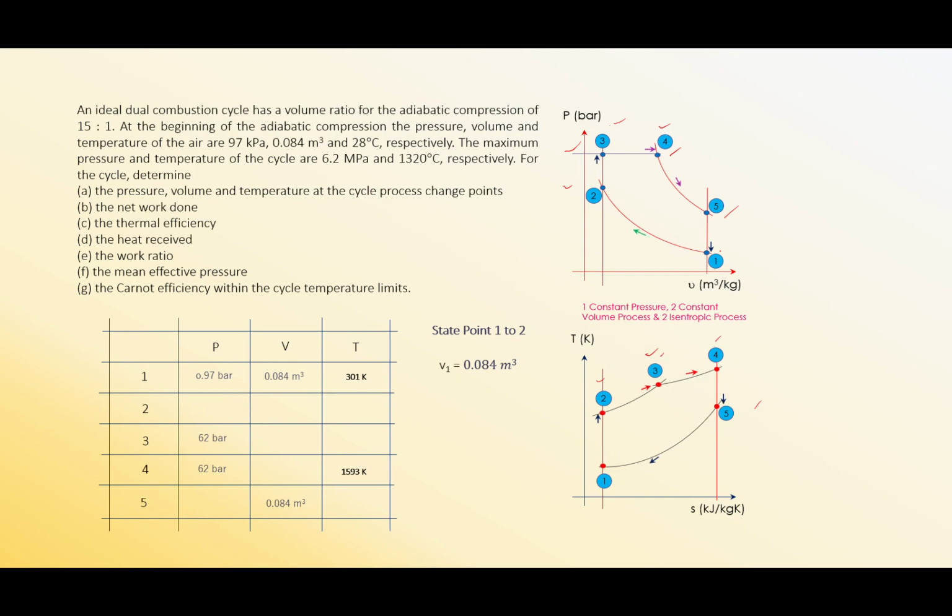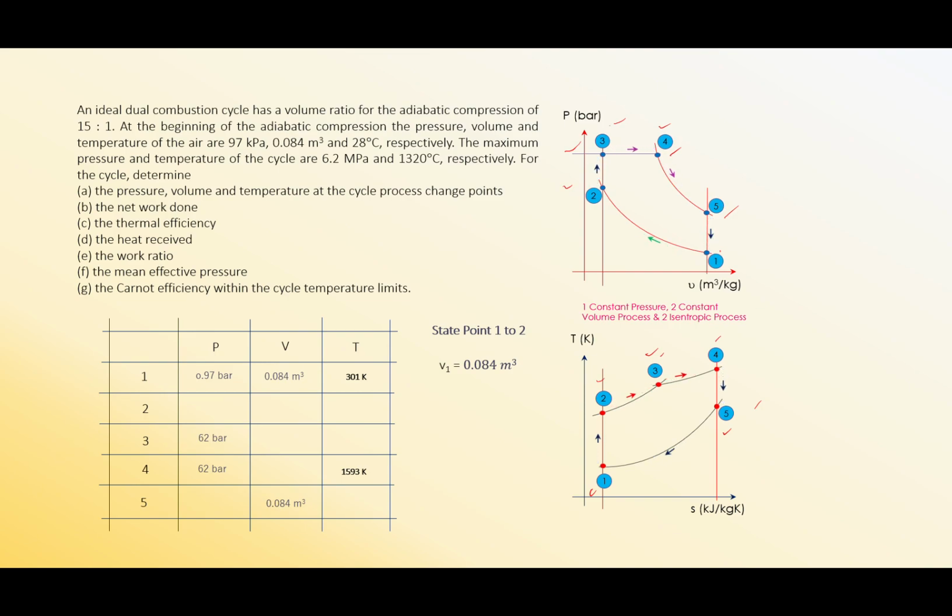So it is isentropic. And then 5 to 1 is where you have your constant volume heat rejection. From point 5 to point 1, there is a decrease in entropy. So that is basically how your dual combustion cycle looks on your PV and TS diagram.